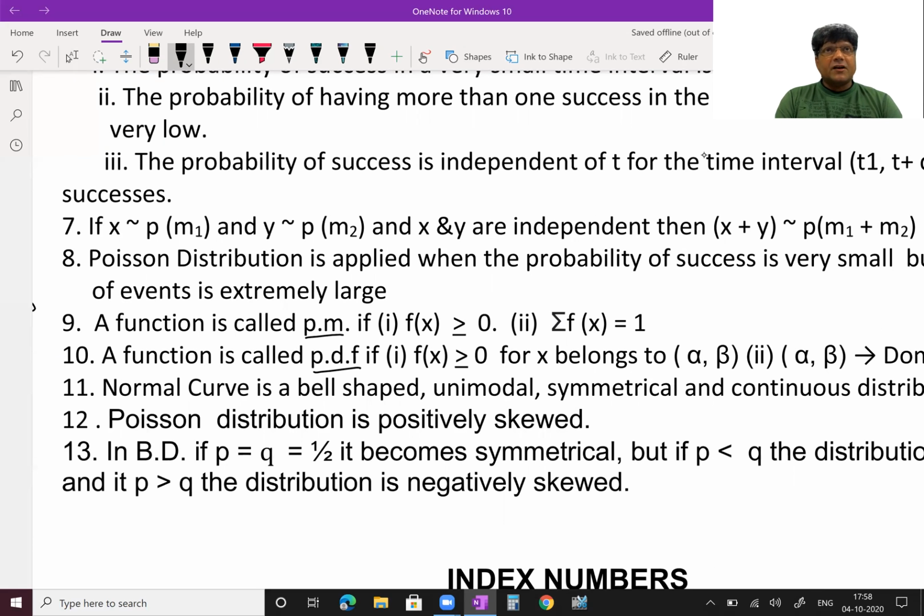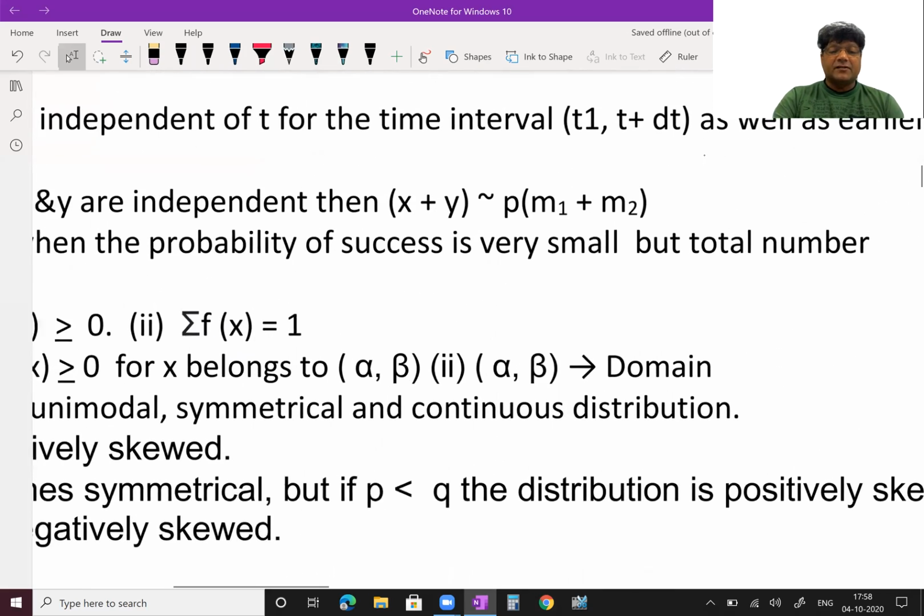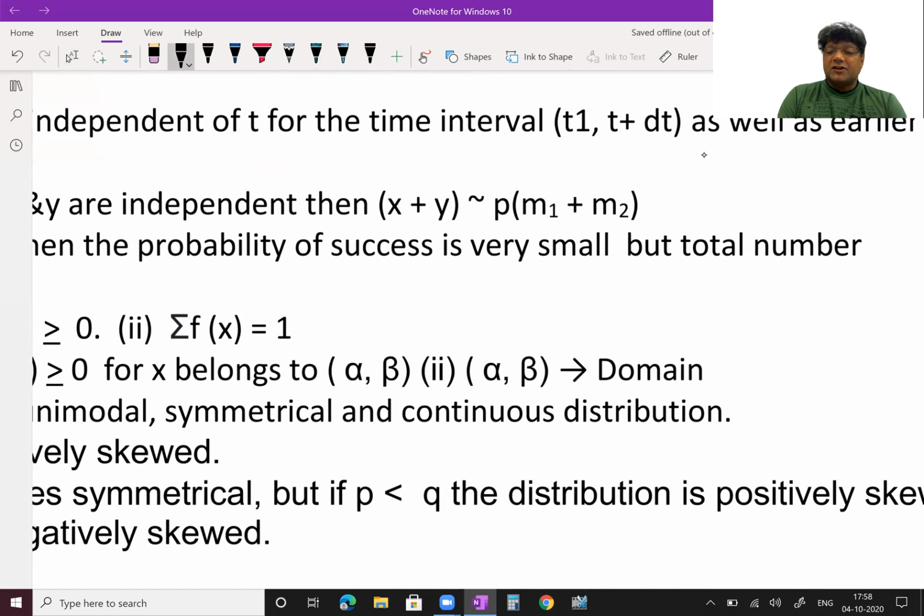Point number 10. It's not that you are seeing this for the first time. Already I have explained it to you in the notes. If you go through that video, automatically you will get this. You should have written it in your notebook also. This is the second time you are writing the same thing. A function is called PDF. Number one, f(x) is greater than or equal to 0. And then the printing is not correct, guys. For x belongs to this, you will read this and be fully confused about what this is.